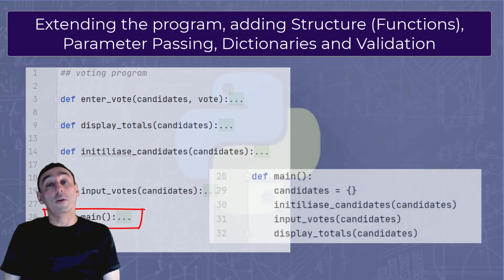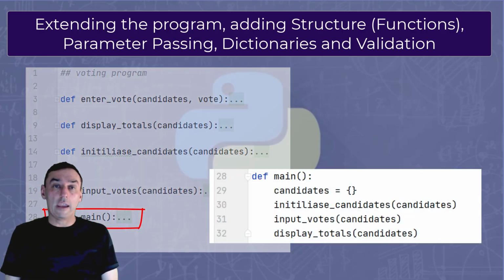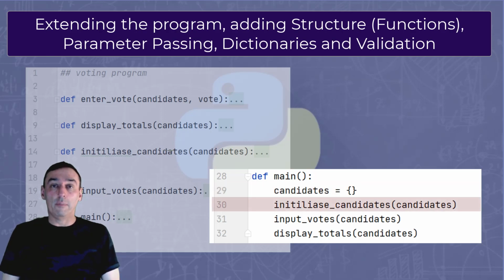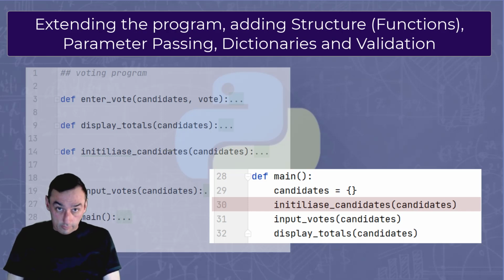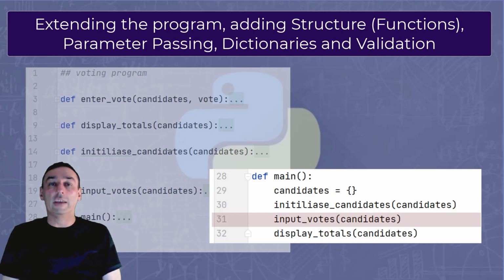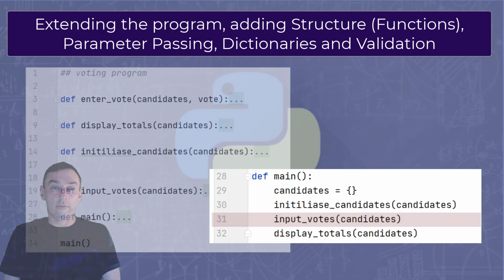So we have the code as you can see here, and from the main we are going to start off with line 29, which will essentially initialize the dictionary to nothing. We then use that dictionary to pass to the next function, which is initialize the candidates. We are then going to input the candidates, and then we are going to display the totals.